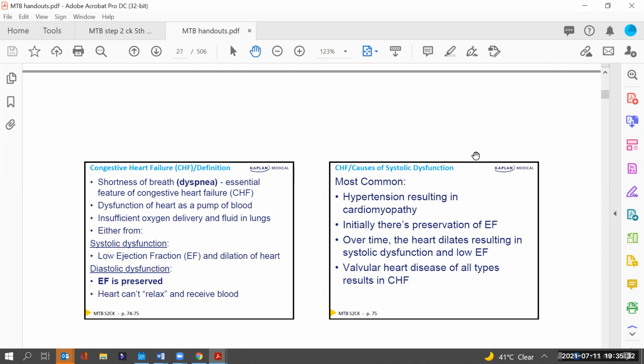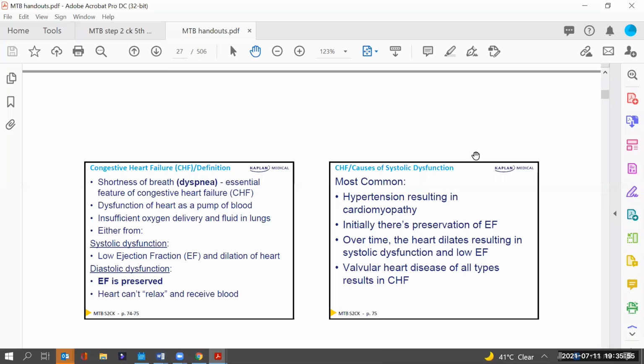First, let's have a look at the symptoms of the patient presenting with congestive heart failure. Of course, shortness of breath will be there, that is difficulty in breathing, dyspnea. That is the most important symptom. Whenever we solve any question, we have to look for this finding, whether the patient is presenting with shortness of breath or not. That is the main indicator of congestive heart failure.